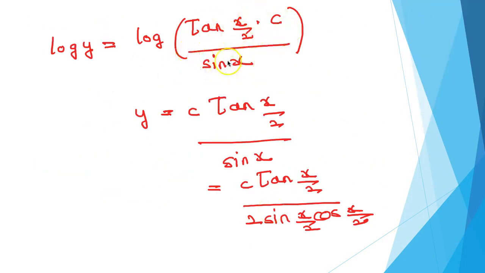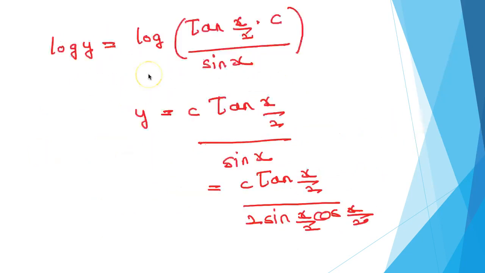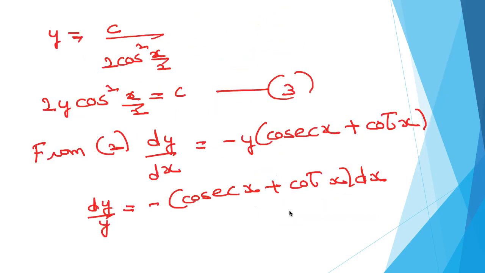We make use of the property that log a plus log b is log a into b, and log a minus log b is log a by b. So now we can write this as y equal to c tan x by 2 by sin x. Now what is sin x? 2 sin x by 2 cos x by 2. So simplifying, we get y equal to c by 2 cos squared x by 2, because sin x by 2 gets cancelled. And we get 2y cos squared x by 2 equal to c. Call this equation 3. So what is this? This is the solution of the first part. Now come to the second part.